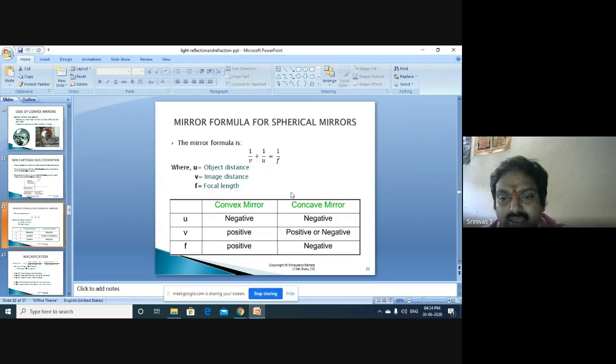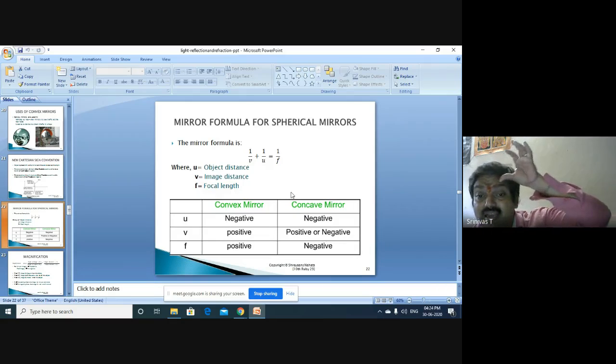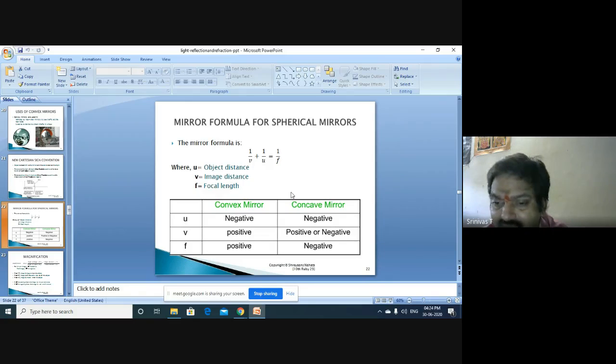Because u is the distance of the object, for both concave and convex mirrors the object distance is negative. Similarly, v is positive for both convex and concave, and f is positive for a convex mirror. The focal length of a convex mirror is always positive, but for a concave mirror the focal length is negative.